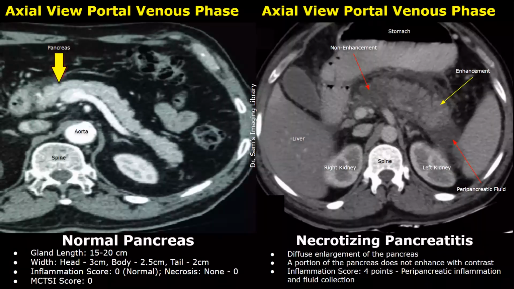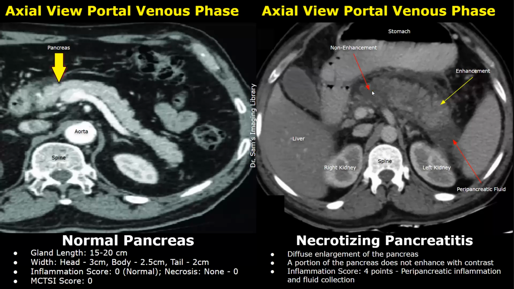The second type of acute pancreatitis is necrotizing pancreatitis. In this type, necrosis will be found within the pancreatic tissue. Normally, the enhancement will be seen throughout the pancreas in a contrast-enhanced CT scan, especially in the portal venous phase, but in necrotizing pancreatitis, a part of the pancreas will not show enhancement.